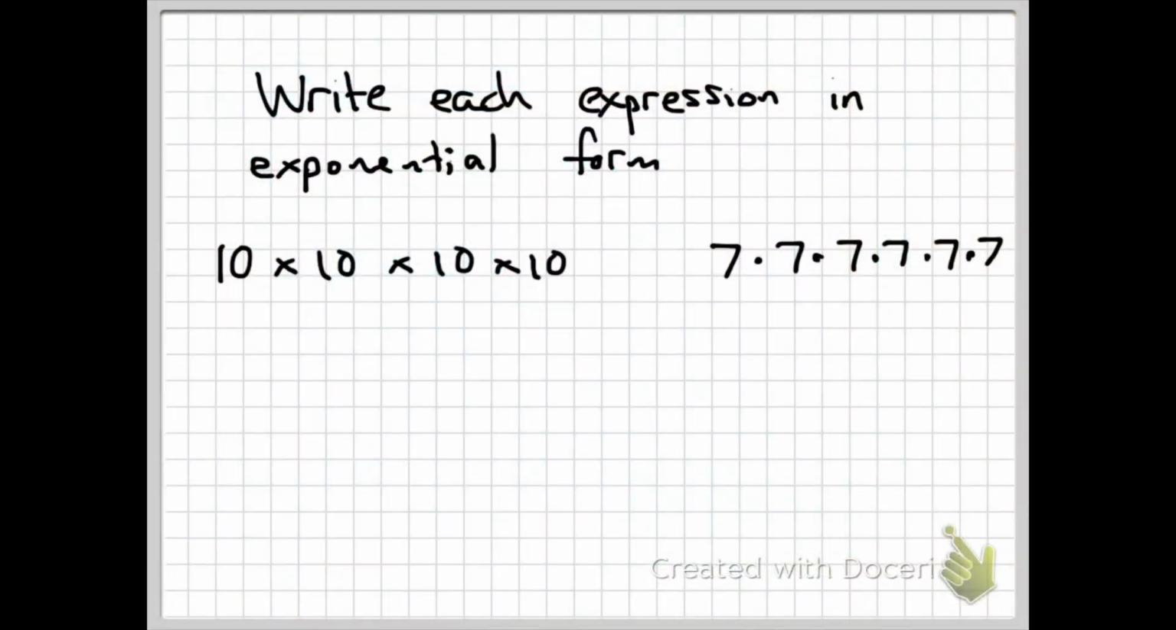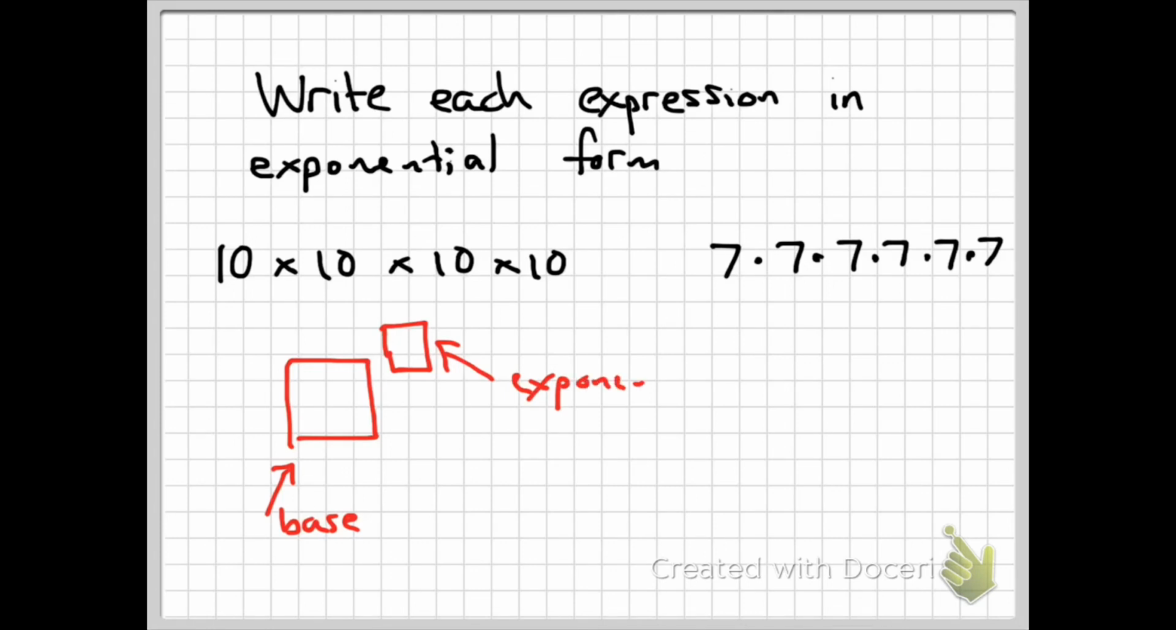The first one here wants us to write each expression in exponential form. So what we're going to have is our base, that's our larger number on the bottom. It's basically the number that's being repeated. And then we're going to have our exponent, that's how many times this number is repeated with the multiplication. We can see that 10 is repeated, so 10 is going to go here. How many times is it repeated? 1, 2, 3, 4. So our answer is 10 to the 4th power.